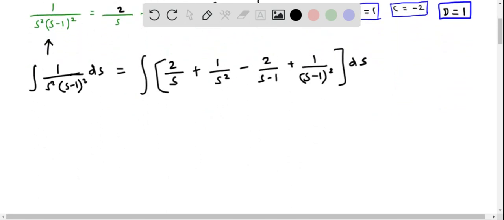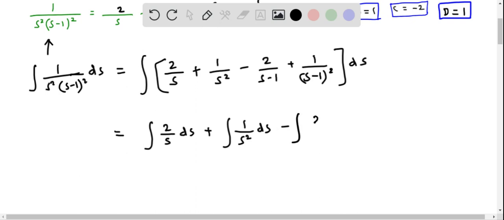Now we can apply the properties of integrals. That is, we have a sum of terms. If we want to integrate the sum of the terms, we integrate each term one by one. So I can put this as the integral of 2 over s ds plus the integral of 1 over s squared ds. I put negative the integral of 2 over s minus 1, plus we then have the integral of 1 over (s minus 1) quantity squared. And we also have to put the ds. I just forgot to put ds here. Let me put it. So we can put this positive.